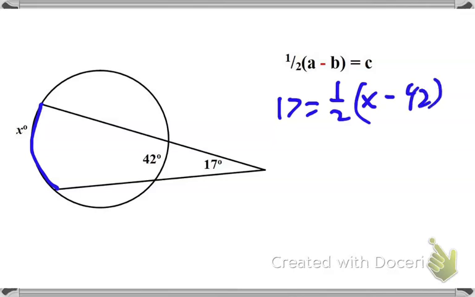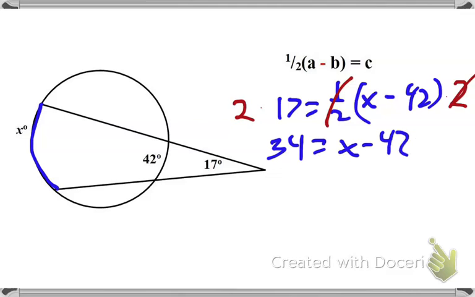Alrighty, I could distribute that 1/2 in. It would come out okay, but still I'd have to deal with that 1/2 because I have 1/2 x. So instead, once again, I am going to multiply both sides by 2 to just cancel that out. And so that gives me 34 is equal to x minus 42. Add 42 to both sides, and we end up with 76 equals x. So this is a 76-degree arc right there.